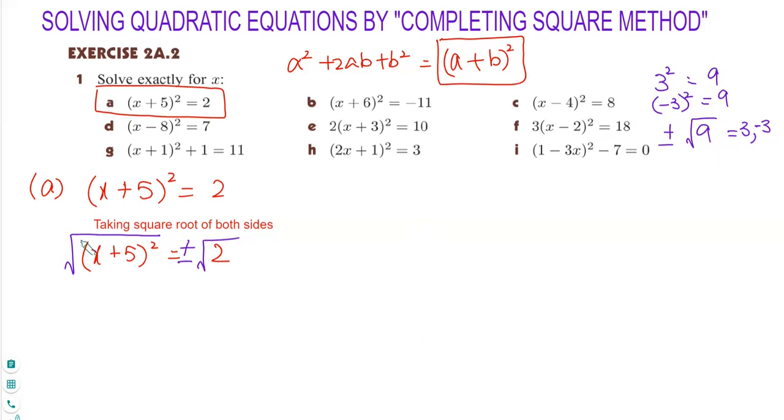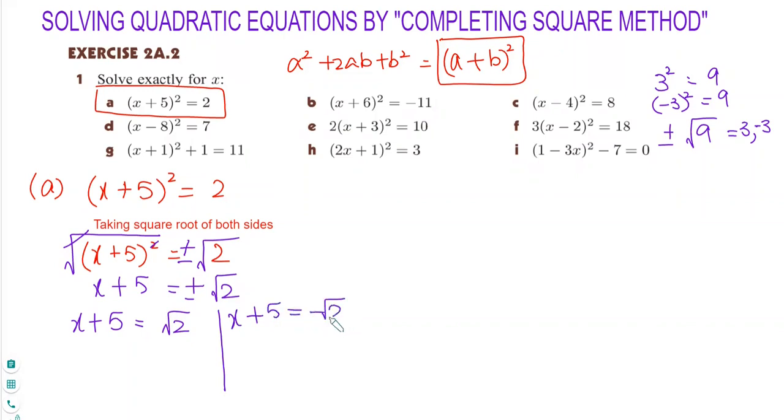Anyway, square and square root are reciprocal powers, meaning the square root is the 1 over 2 power, and this is 2. So the square and square root cancel, and we are left with x plus 5. And here we have plus minus square root 2, right? So it means we have two equations, one with the positive square root 2 and the second with the negative square root 2. So it is x plus 5 equals plus minus square root 2: one equation with the positive square root 2, and the second equation with the negative square root 2, right? Like this.